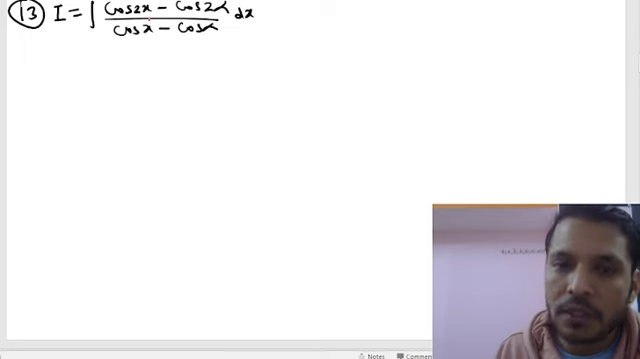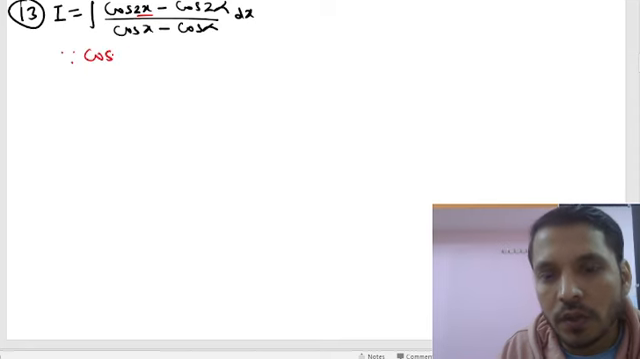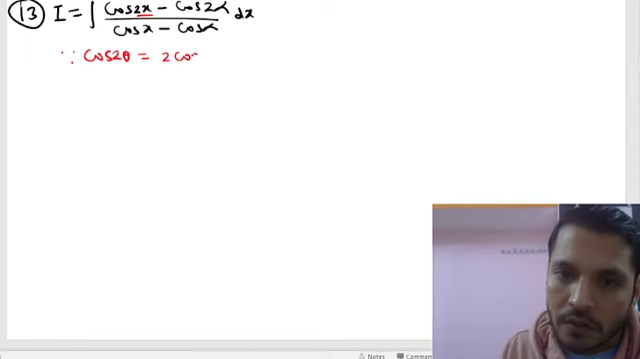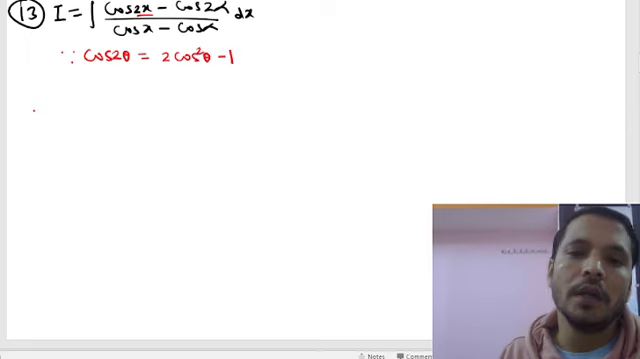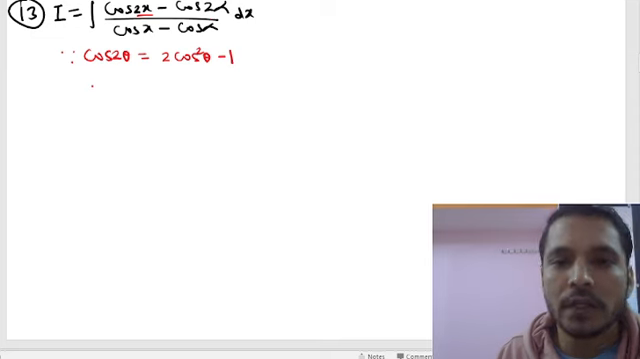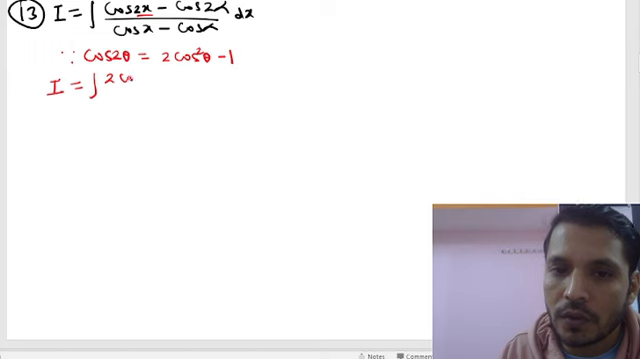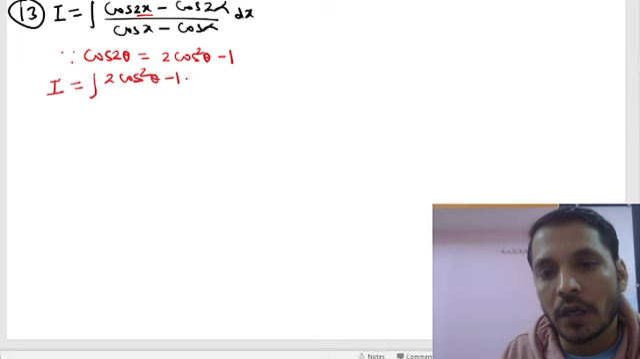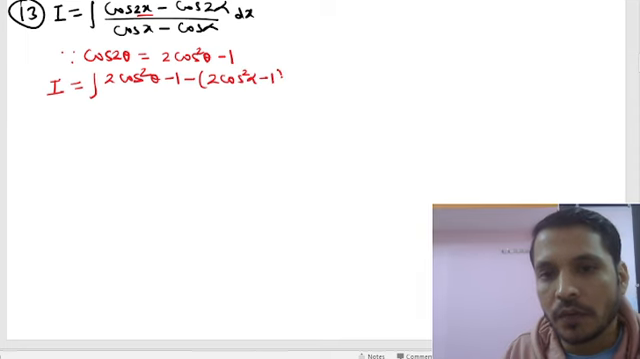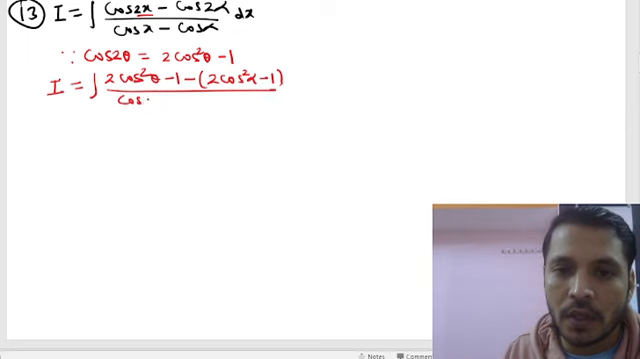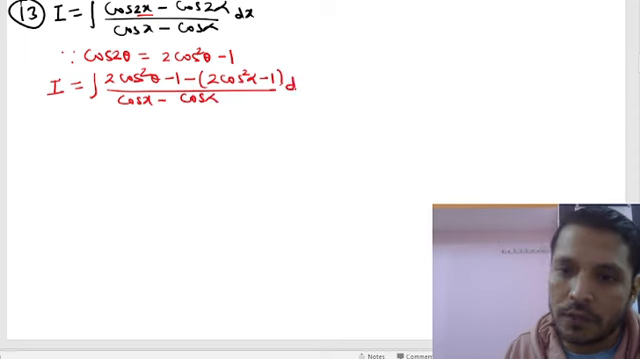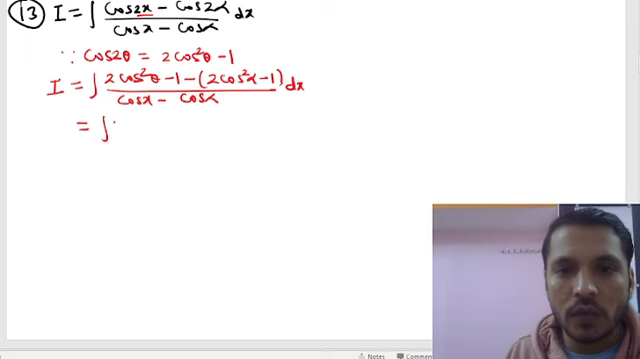The denominator part will not be disturbed. We will reduce this 2x multiple in terms of x. Since we know that cos 2 theta is equal to 2 cos square theta minus 1, we can replace both the cos 2x and cos 2 alpha. So I will become the integral of (2 cos square theta minus 1) minus, as it is inside a bracket, (2 cos square alpha minus 1), divided by cos x minus cos alpha, and dx as it is. Now if we simplify further, it will become 2 cos square alpha and 2 cos square alpha.